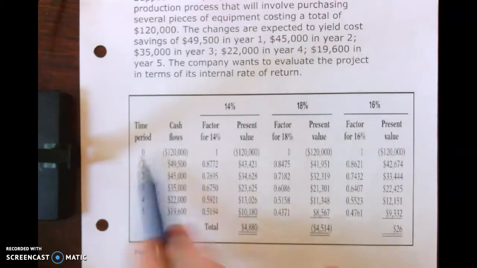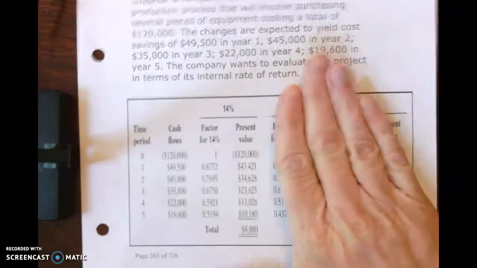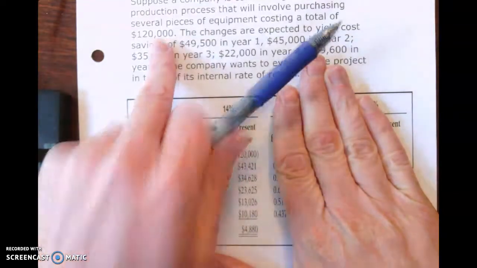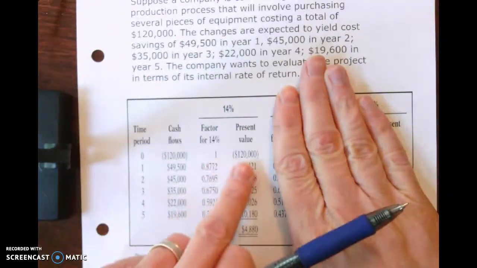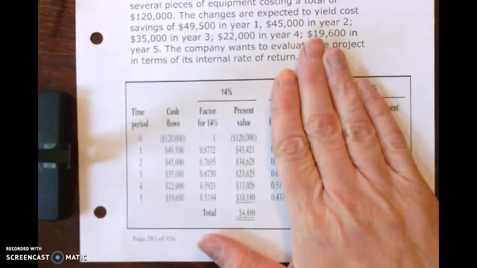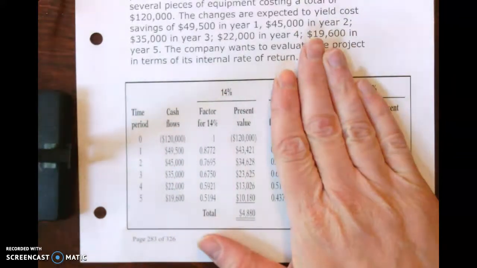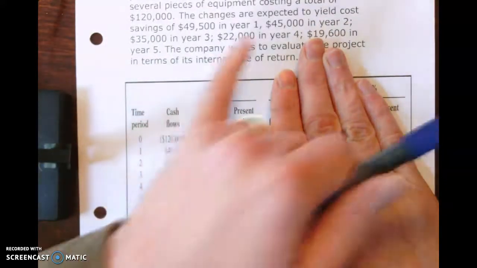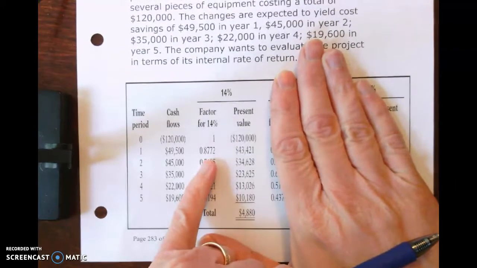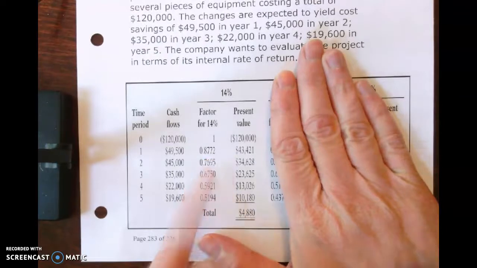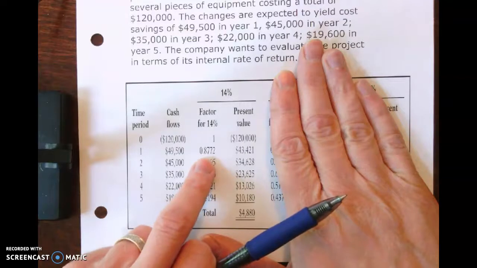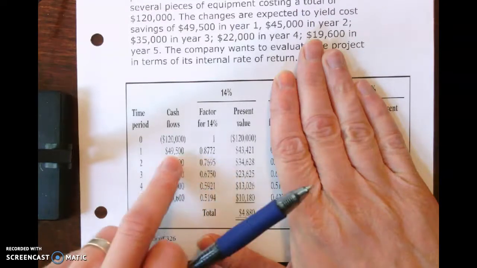Okay, so we initially guessed that our internal rate of return is 14%. So then what we do is we set up the table that we did before. We said we have time value 0. This is now. That's our $120,000 cash outflow. The factor is 1 because it's present value. And again, that's not a negative number. Let's just put it in parentheses because it's a cash outflow. Then we have our time period 1, $49,500. If you look in the present value of a single amount table, 14%, period 1, this would be your factor, 0.8772.